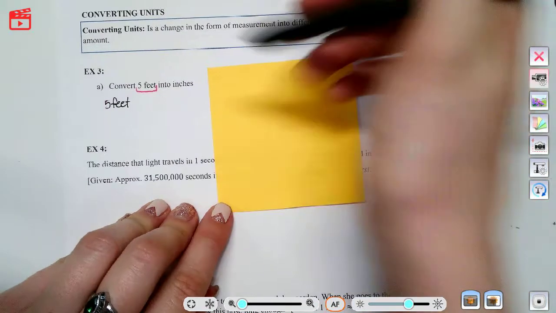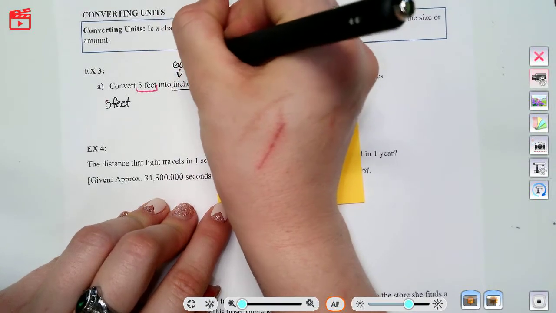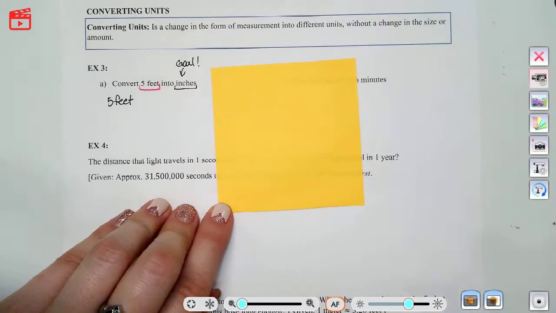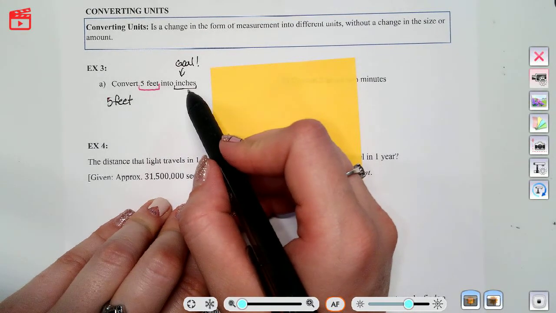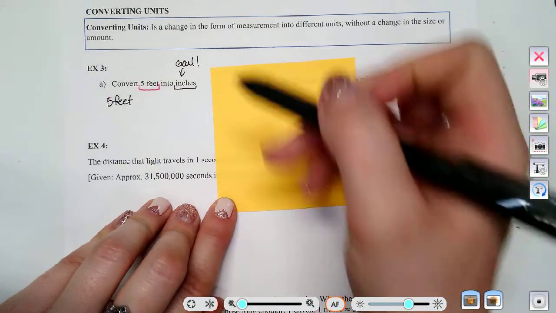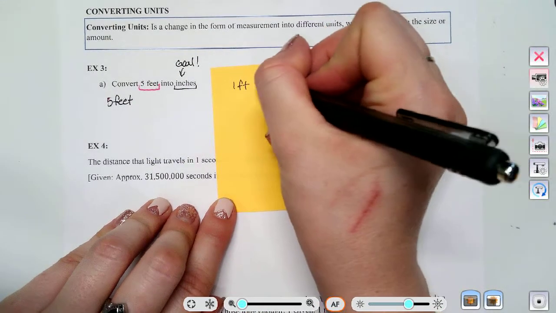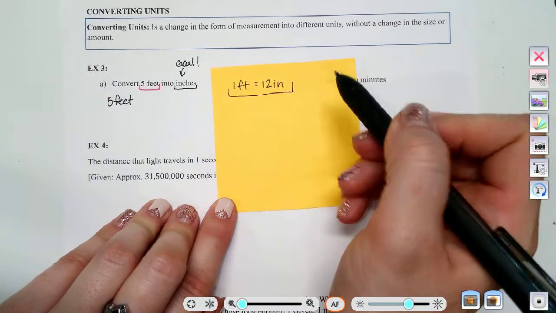First off, what is my goal? My goal is to get it in inches. Always good to have a goal in life. All right, so I'm going to ask myself, do I know how inches and feet relate to each other? Well, yeah, sure. 1 foot has how many inches? 12 inches. Aha, I have created an equality.